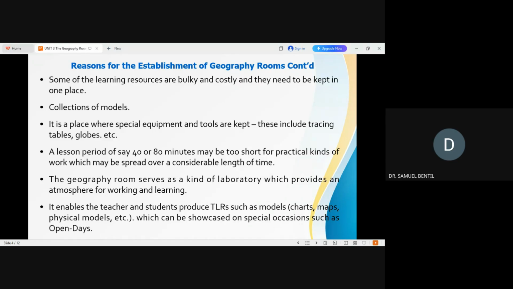So we need a place where we can keep these things safe, and we only go there to have a look at them, utilize them, then leave them there and get back. That is why there's a need for us to have a geography room in every secondary school and even colleges who are doing geography, and universities as well. Now, the geography room also helps us to collect models.